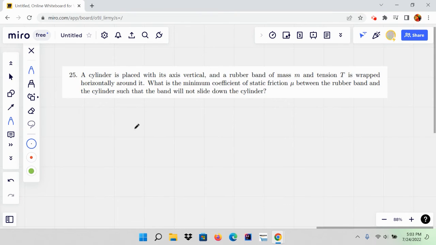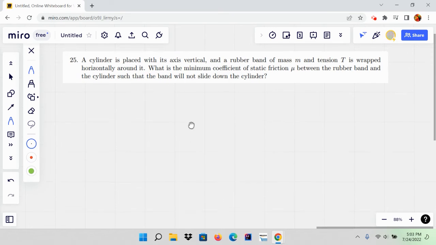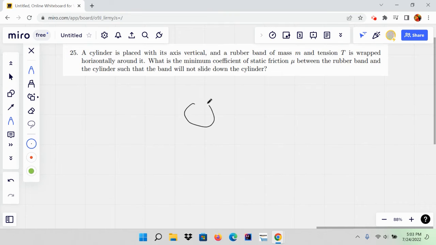Right, so for problem 25, we have a cylinder placed with its axis vertical and a rubber band of mass m and tension T wrapped horizontally around it. What is the minimum coefficient of static friction, mu, between the rubber band and the cylinder such that the band will not slide down the cylinder? So if we draw our cylinder here, we have a cylinder and then a rubber band that's around it like this.